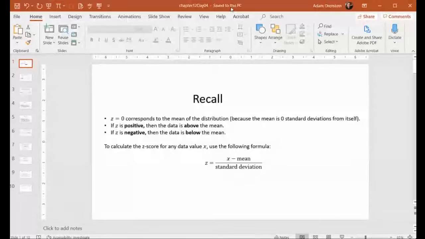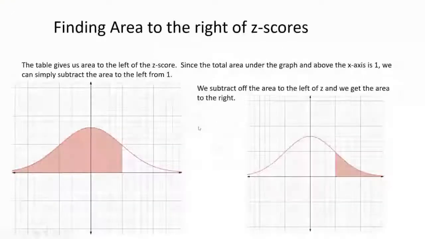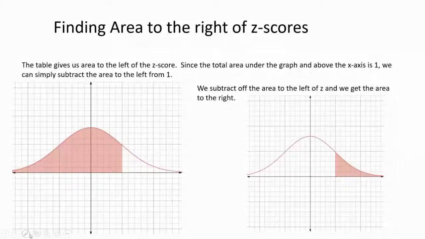Let me stop sharing this. Let me also close this. There we go. So that's this here. And again, this is what I was just trying to say before. When you have a z-score from that table, what you actually have is the area under the graph to the left of that z-score. So the z-score would be over here. It's the area to the left.